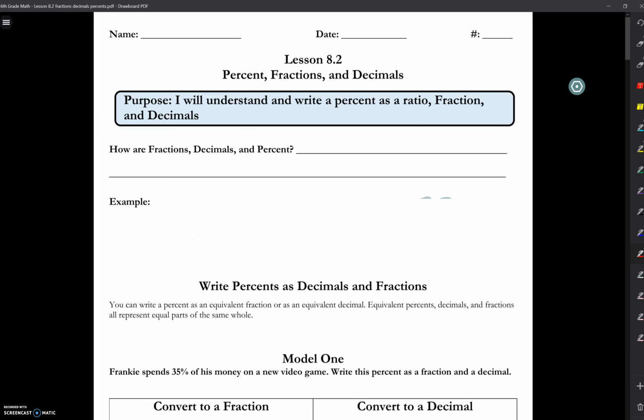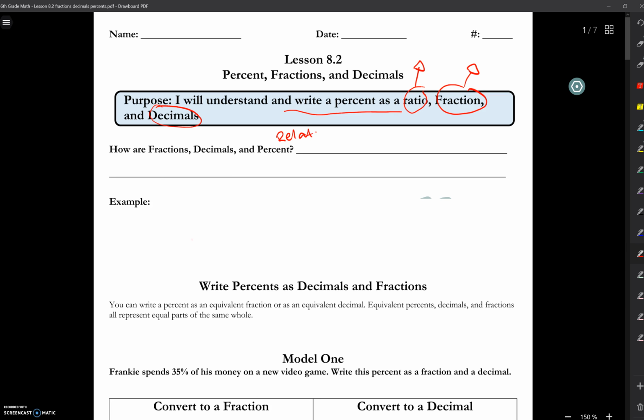Okay, boys and girls, today we're going to do lesson 8.2, which is percents, fractions, and decimals. Our purpose today is to understand and write a percent as a ratio, as a fraction, and as a decimal. We've already done them as fractions and as a ratio, and today we're going to incorporate the decimal. But before I begin, how are fractions, decimals, and percents related? I forgot to put that in there.